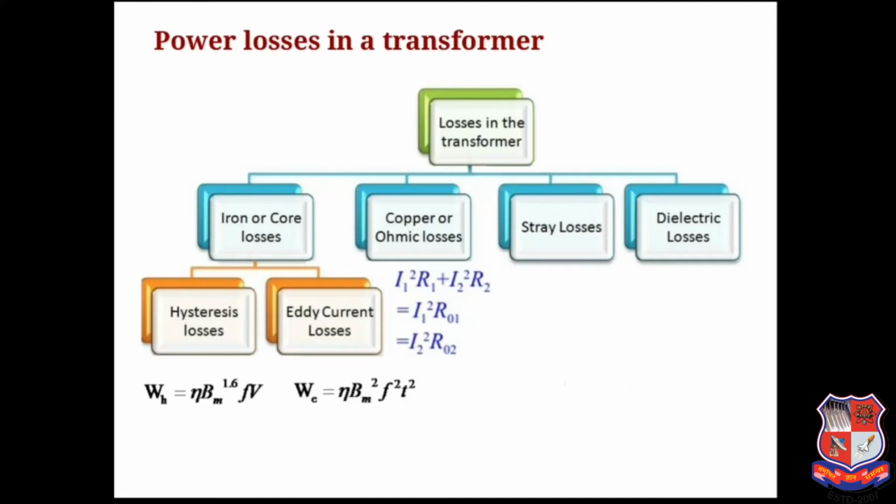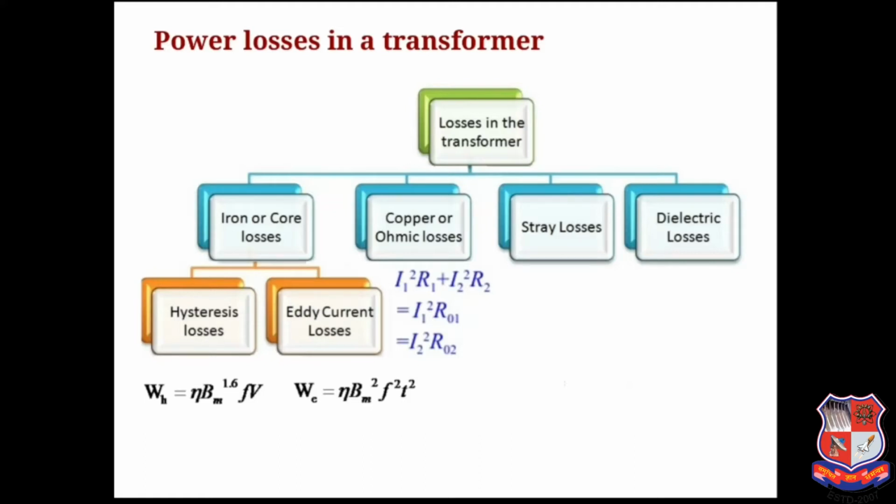Another loss is copper loss or ohmic loss, which depends on the resistance and load current. Its equation is I1 square R1 plus I2 square R2. I1 square R1 is the copper loss occurring in the primary winding. I2 square R2 is the copper loss occurring in the secondary winding. The sum of these two is the total copper loss of the transformer.